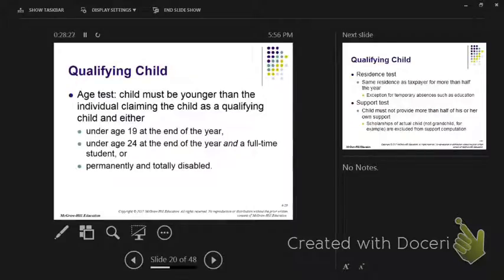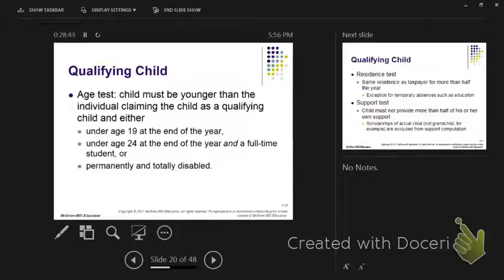12 credit hours for one semester, which is technically half the year, which is one semester. I kind of said that backwards. So if you go one semester to school and you're under the age of 24, you are a full-time student at 12 credit hours. All right?